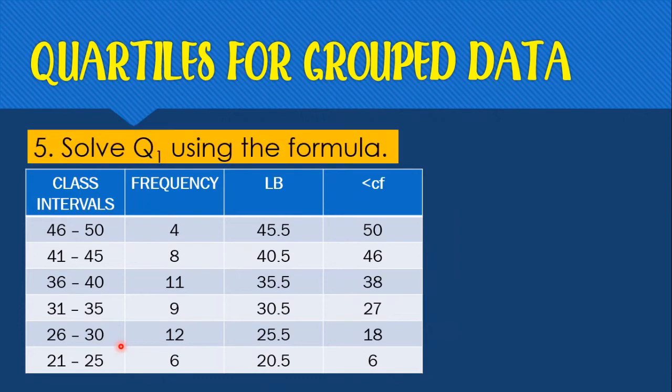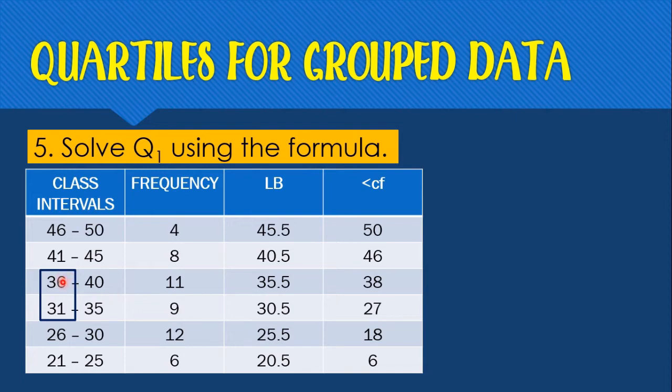The next step is to solve for Q sub 1 using our formula. So the formula to be used will be Q sub k is equal to the lower boundary of the Q sub k class plus the quantity of k times n over 4 minus the cumulative frequency of the class before the Q sub k class, over the frequency of the Q sub k class, times the size of the class interval. So from here, identify first our given class size. That is the difference between two consecutive limits.